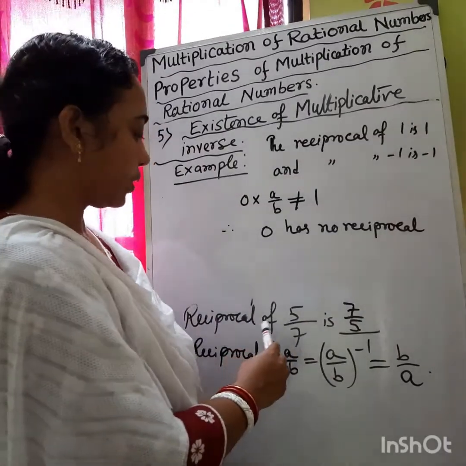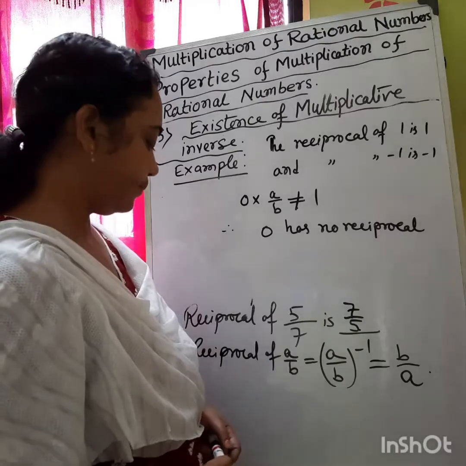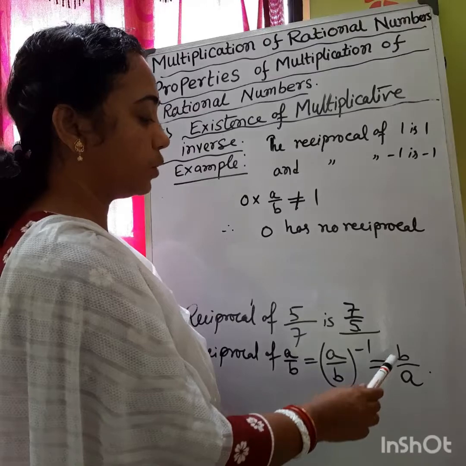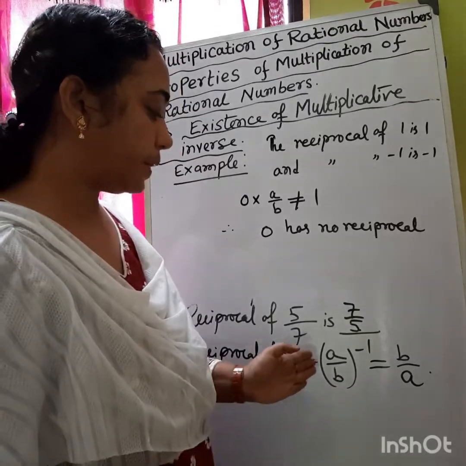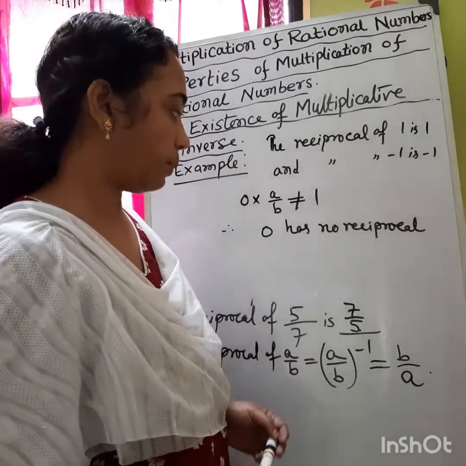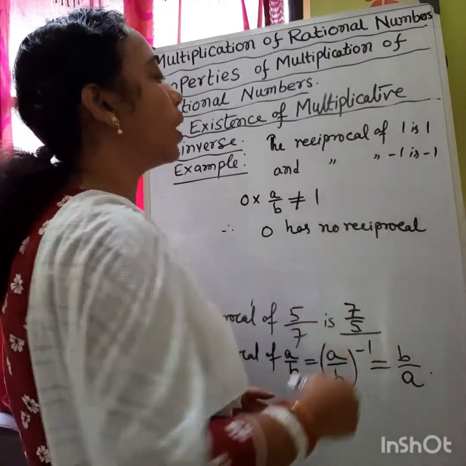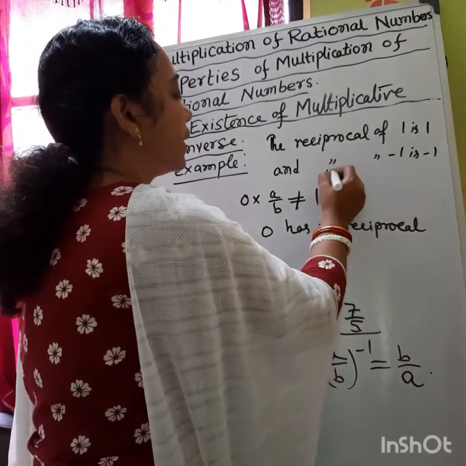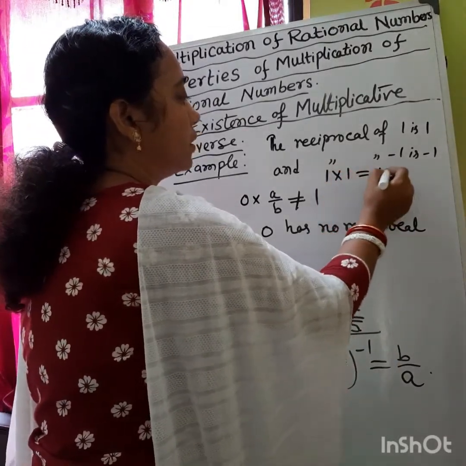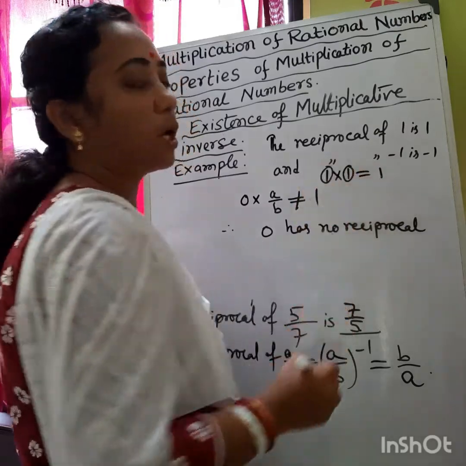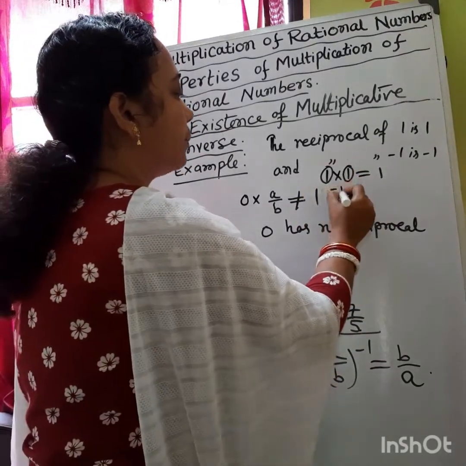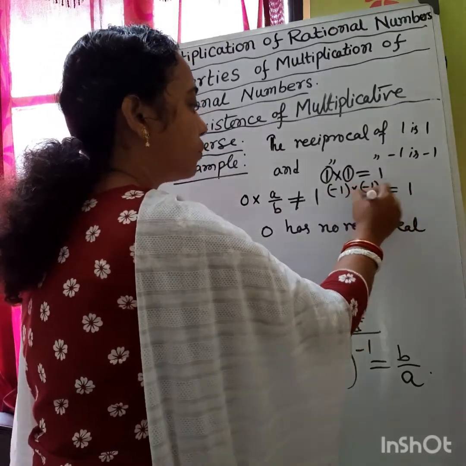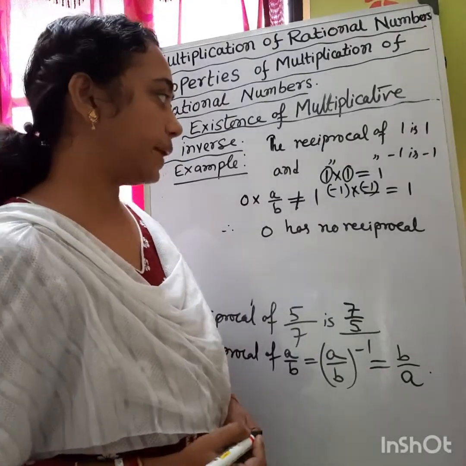So here reciprocal of 5 by 7 is 7 by 5. Reciprocal of a by b, a by b to the power minus 1, is equal to b by a. So reciprocal of a by b can also be denoted as a by b to the power minus 1. Now the reciprocal of 1 is 1 and reciprocal of minus 1 is minus 1, because if you multiply 1 by 1, then only we get 1. And again, if you multiply minus 1 with which rational number do we get 1? Only minus 1. So reciprocal of minus 1 is minus 1.